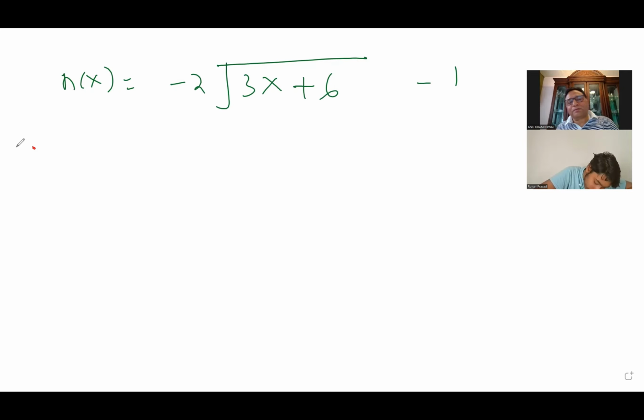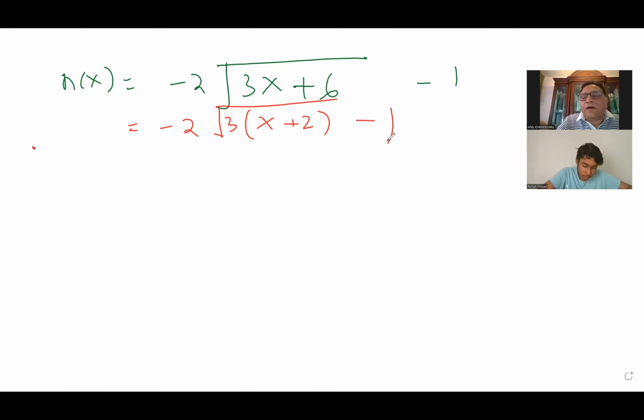Yes. So that would be negative 2, we have square root 3 in brackets x plus 2 minus 1. Very good. So first thing is first, we factor out 3. We already know that it is vertically translated 1 unit down. One more thing, Rohan, one more thing.